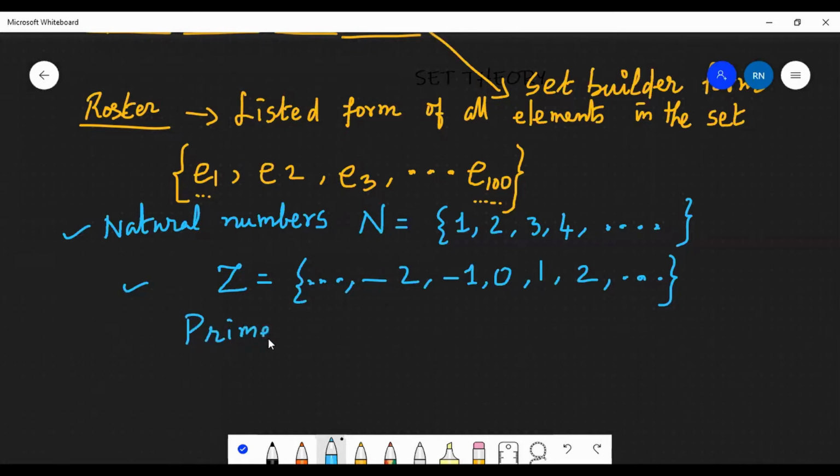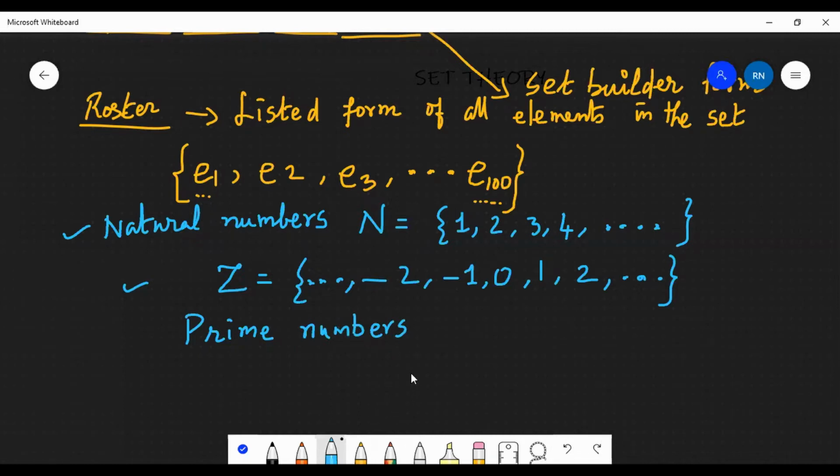Roster form means we are trying to write exhaustively all the elements belonging to the set as a list, that is, write the members themselves separated by commas. For example, I want to make a list of prime numbers.